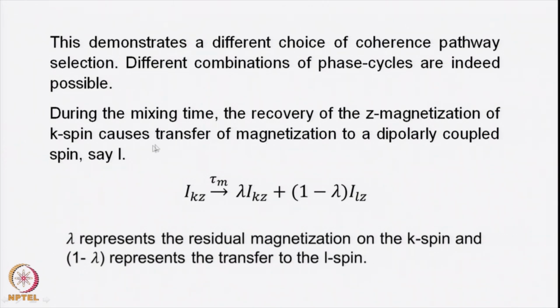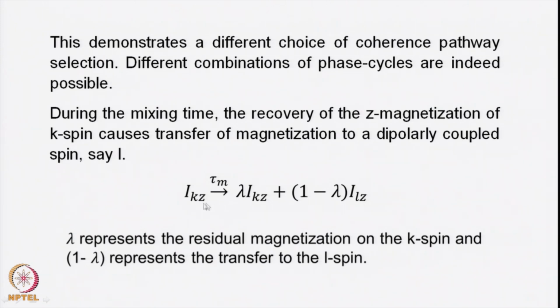How does the relaxation occur? The relaxation occurs due to interaction between two or more spins. If the K spin is dipolarly coupled to some other spin, let us say L spin, then there will be a transfer of this magnetization, because it is in a non-equilibrium state. The system will have to return to equilibrium, and it will pass on this disturbance to some other spin which is interacting with it through dipolar interaction. So some portion of the Z magnetization will get transferred to the L spin.